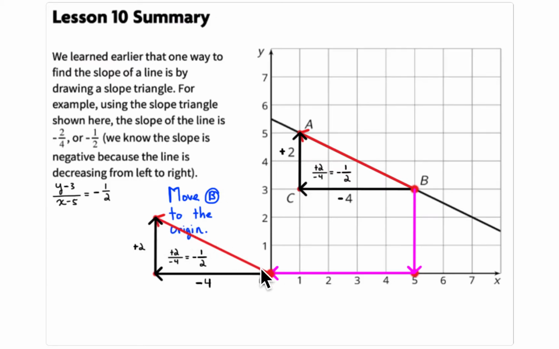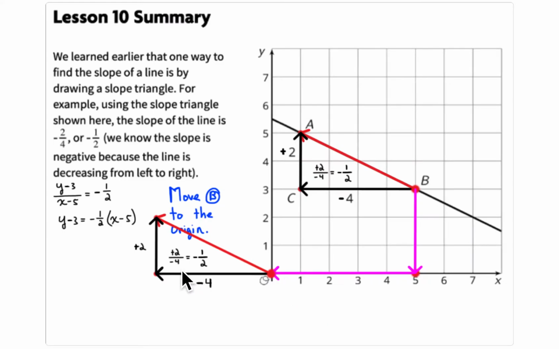So now this is a proportional relationship because it goes through 0. So now if you work through the algebra, you're going to see that the number of units in the vertical direction is -1/2 times the number of units in the horizontal direction. So this is -4 units in the horizontal direction and -1/2 times -4. Well, 1/2 of -4 is -2, and the opposite of -2 is +2. So that's that +2 right here.